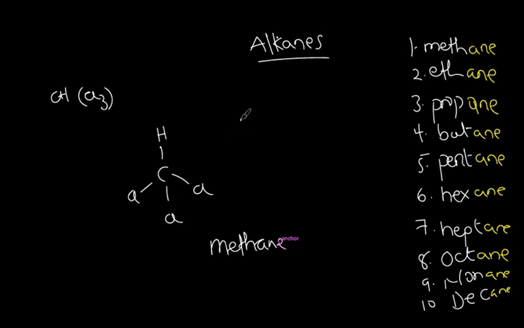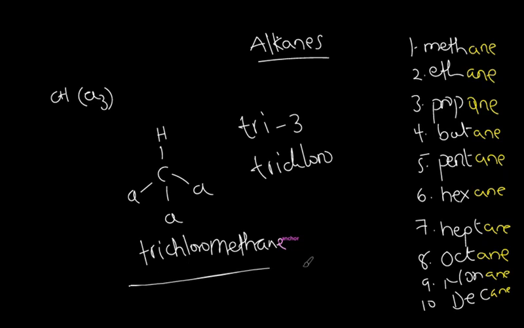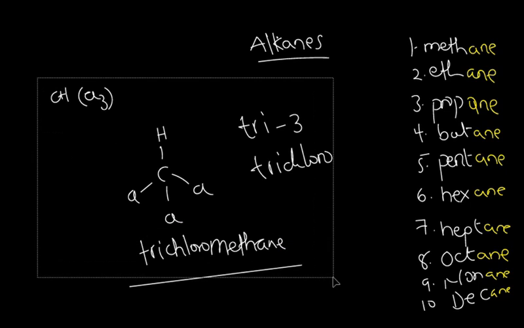a prefix, what? Tri. Tri means what? 3. So this is what? Trichloro for the 3 substituents we have over here. Okay, so the name of this compound will be what? Trichloromethane. So this is trichloromethane as the example number 2. I hope we are all on the same page. So let's look at another example.